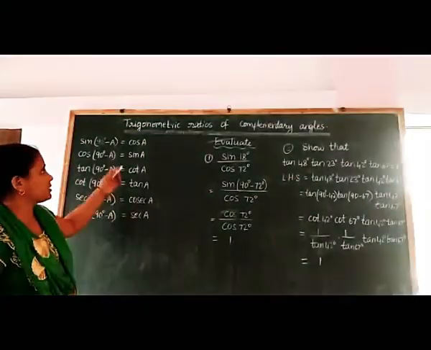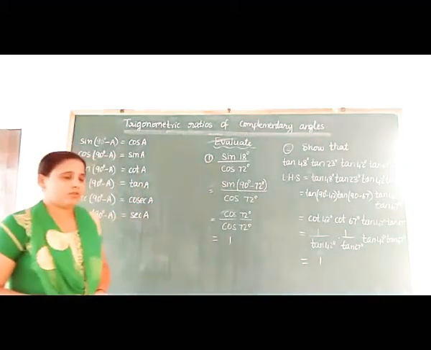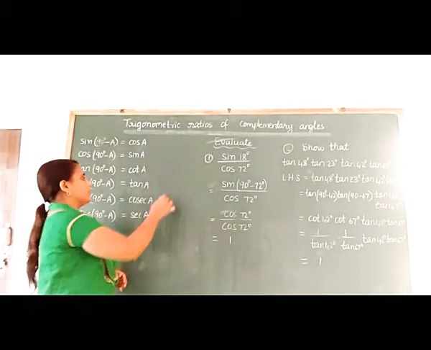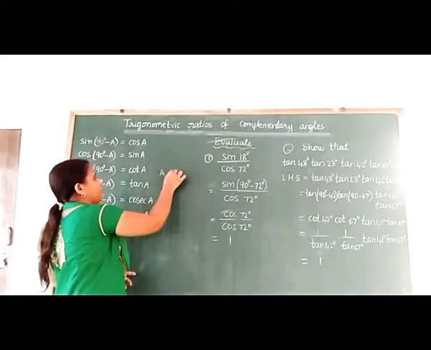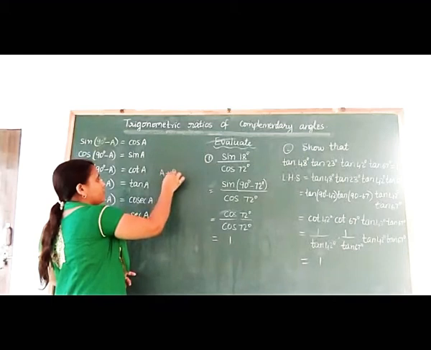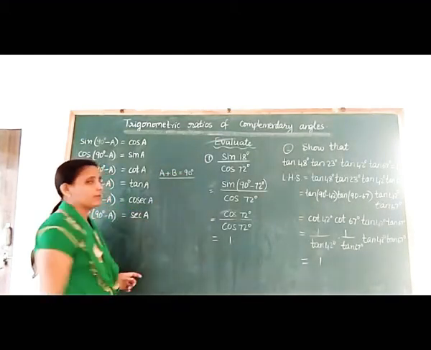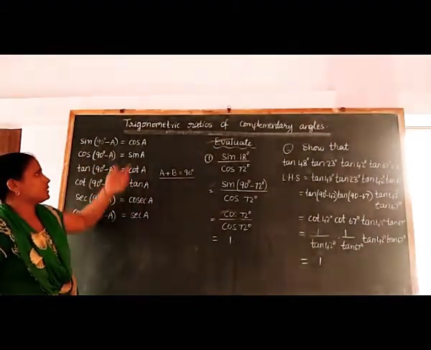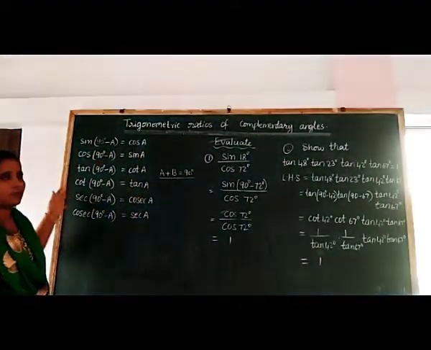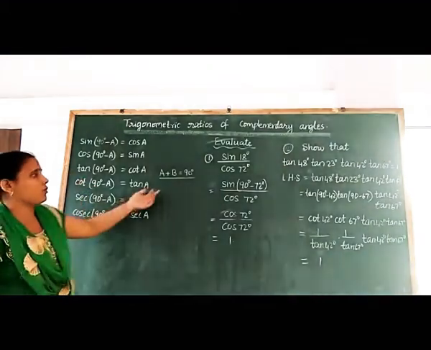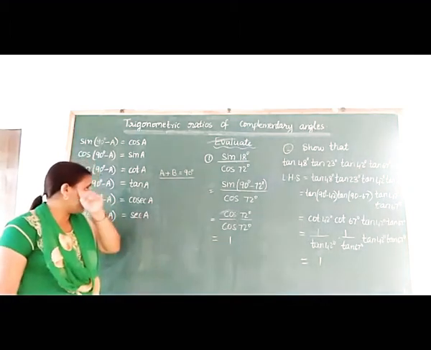Our next topic is trigonometric ratios of complementary angles. So we know what a complementary angle is. If two angles, let us suppose A and B, have a sum equal to 90 degrees, then these are called complementary angles. That's why it's called trigonometric ratios, meaning sin, cos, tan, cot, sec, cosec. Trigonometric ratios of complementary angles means two angles are making a 90 degree angle.